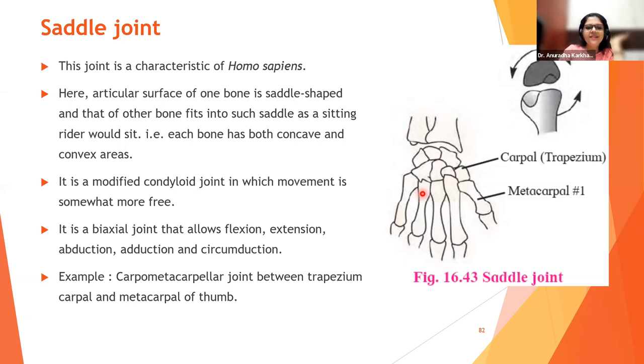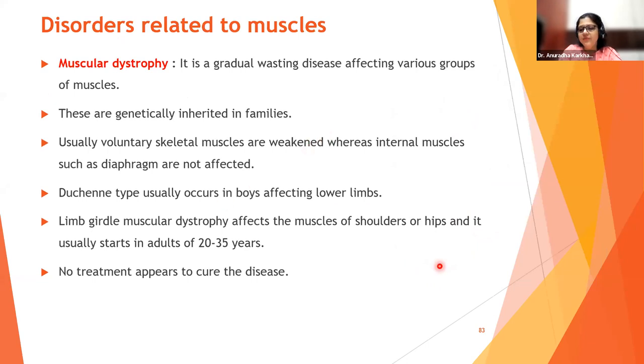Got it now? Anyone who has any difficulty in understanding these two points, condyloid joint and saddle joint? Clear? So how many joints have we seen till now, before we go to the disorders? How many synovial joints did we see? Remember. Pivot joint. Ball and socket joint. Third was hinge. Condyloid. Gliding. Saddle.